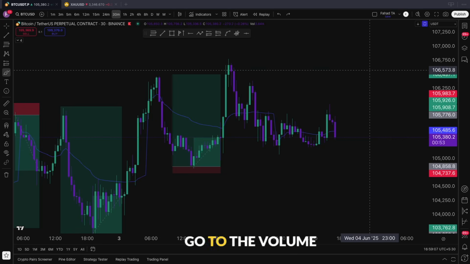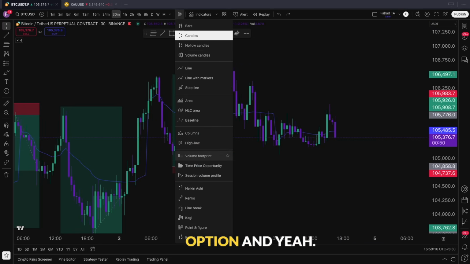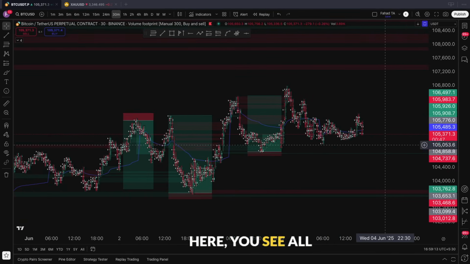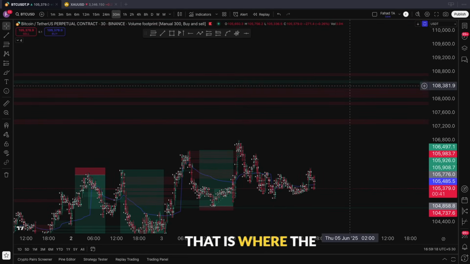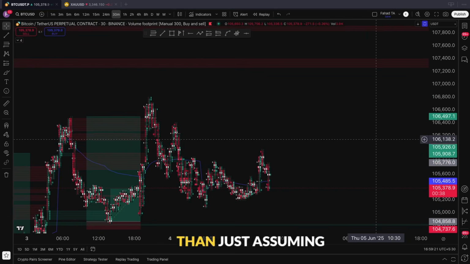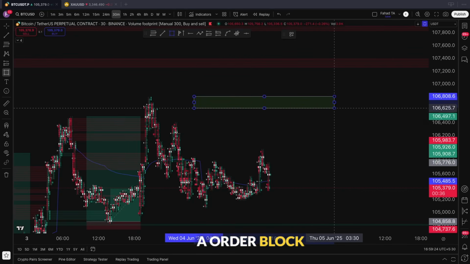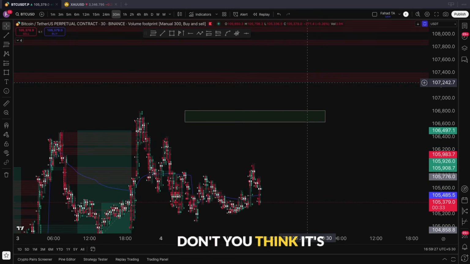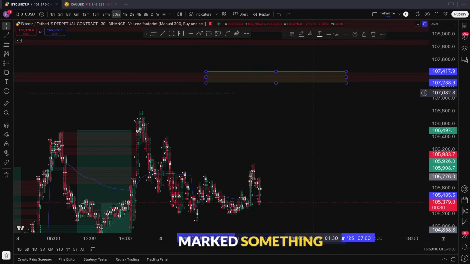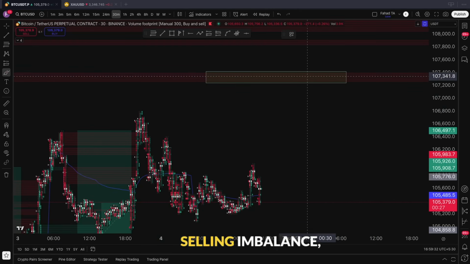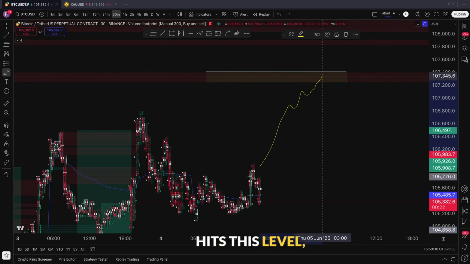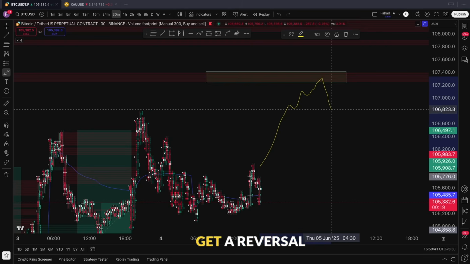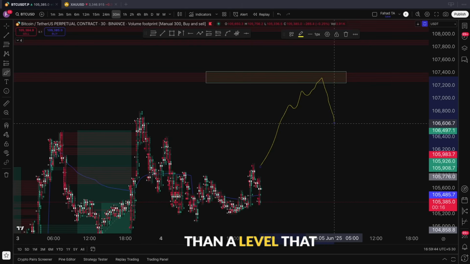But when you go back to the volume footprint option, you see all these red lines. This is where the selling imbalance is. You see all the green lines, that is where the buying imbalance is. Now, rather than just assuming that we have an order block here, so we might get a reversal, don't you think it's much better that you have a level marked something like this? Because there is a selling imbalance, literally 300% more sellers than buyers in this area. So when the price hits this level, the chances are extremely higher that you might get a reversal from there, rather than a level where you just assumed that there might be a lot of pending orders.